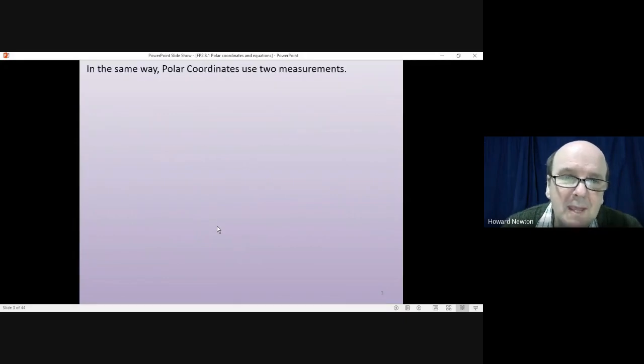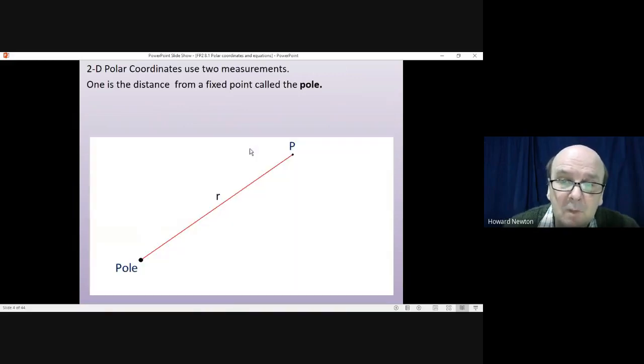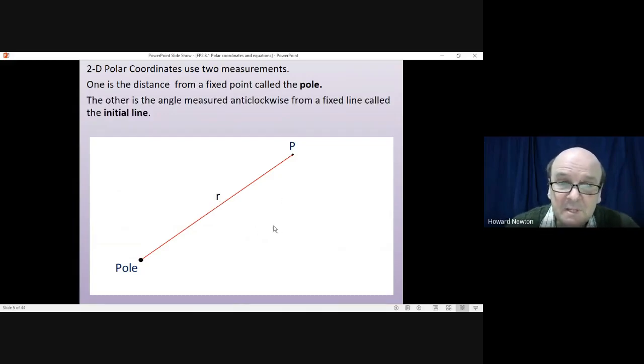Well, in the same way, polar coordinates use two measurements. The first of those is the distance of the point we're interested in from a fixed point called the pole. So if we have the point P, we're saying how far is it away from this fixed point, the pole. And the distance is normally given by the letter r. The other measurement is the angle measured anti-clockwise from a fixed line, which is called the initial line.